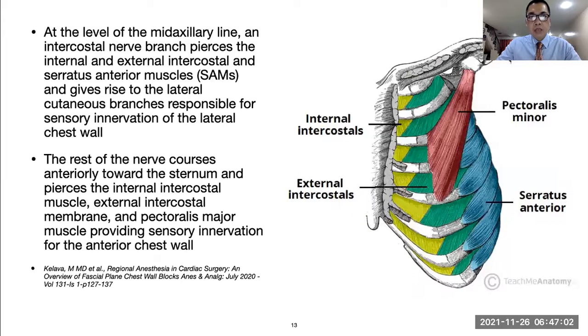For the serratus anterior plane block, at the level of the mid-axillary line, the intercostal nerve branch pierces the internal and external intercostals and the serratus anterior muscles and gives rise to the lateral cutaneous branches responsible for the sensory innervation of the lateral chest wall. The rest of the nerve courses anteriorly towards the sternum and pierces the internal intercostal muscle, the external intercostal membrane, and the pectoralis major, providing sensory innervation for the anterior chest wall.